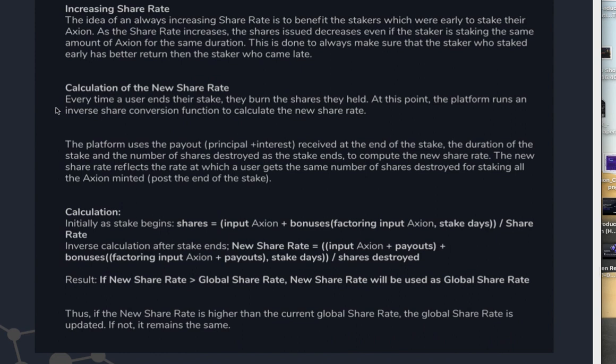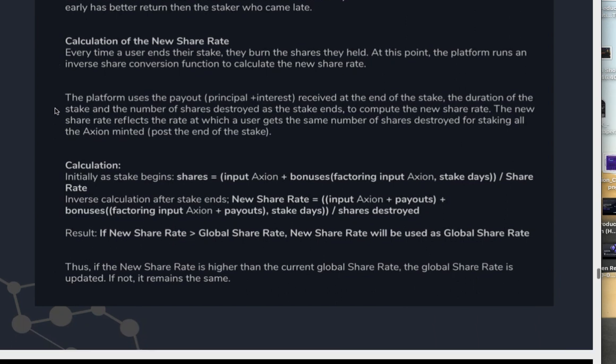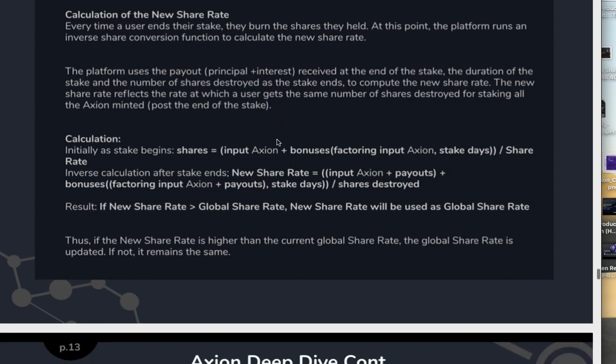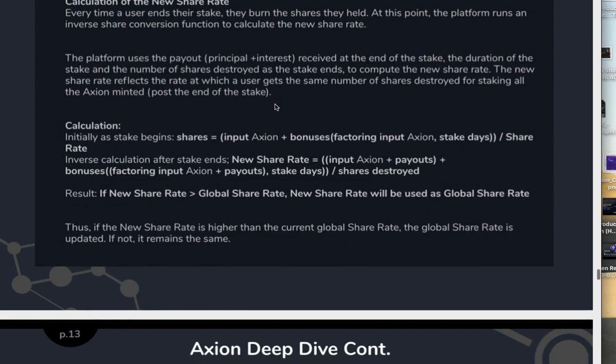Calculation of the new share rate. Every time a user ends their stake, they burn the shares they held. At this point, the platform runs an inverse share conversion function to calculate the new share rate. The platform uses the payout penalty plus interest received at the end of the stake, so this is your return on investment, the duration of the stake, and the number of shares destroyed as the stake ends to compute the new share rate. The new share rate reflects the rate at which a user gets the number of shares destroyed for staking all the Axion minted post to the end of the stake. Basically, the return on investment that people are getting impacts the share rate.